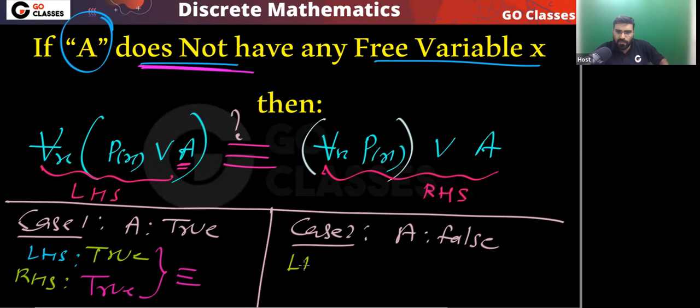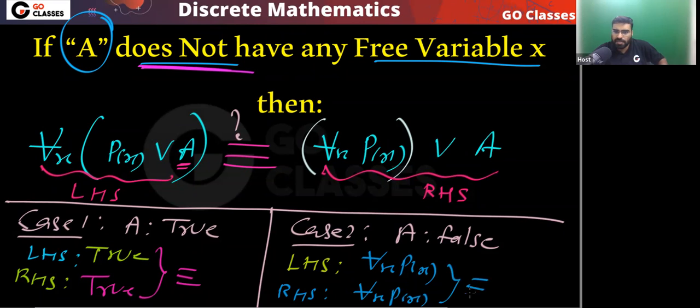Now in this case, what is LHS? When A is false, then false or P is P. So LHS will be for all x P(x). And what is RHS? RHS is also for all x P(x). Are they equivalent? Yes, they are also equivalent. Now I can say in both the cases they are equivalent. So ultimately they are equivalent. Clear? Let me know. So this is what we have done. Conclusion.